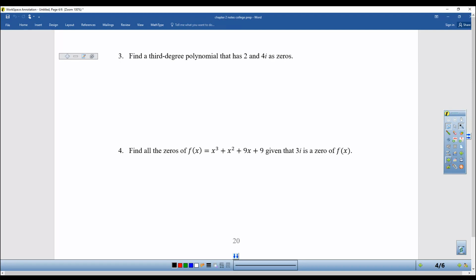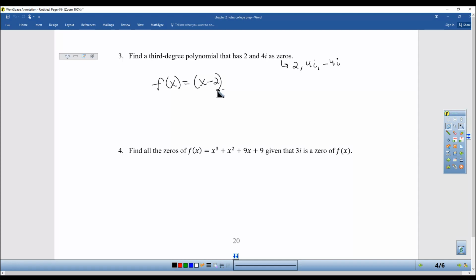All right, now we're going to find a third degree polynomial that has 2 and 4i as zeros. And what's the last zero? 2, 4i, and -4i. So you should really stop and see if you can do it on your own. But of course, we'll do it together.